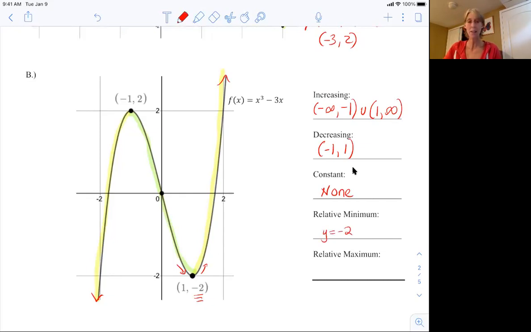And our relative maximum is where I go from increasing to decreasing. So our relative maximum value on this graph is 2. Okay, and that's why it's also local, because it refers to what it's around. It's the highest point of what it's close to.